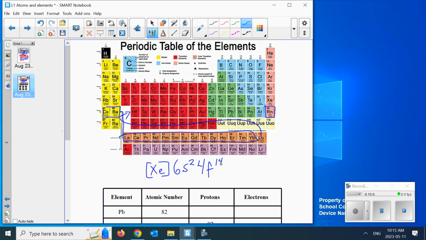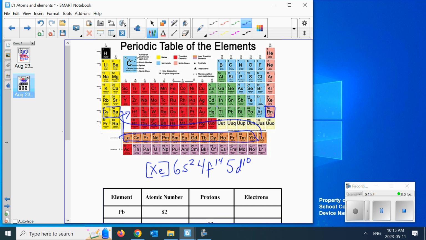That's a memory aid. If you count across how many electrons, that's where my blue arrow is. Okay, and then we go across 10 D's. The front number for the D is always one less than the row number. So 6 minus 1, so 5, D10.